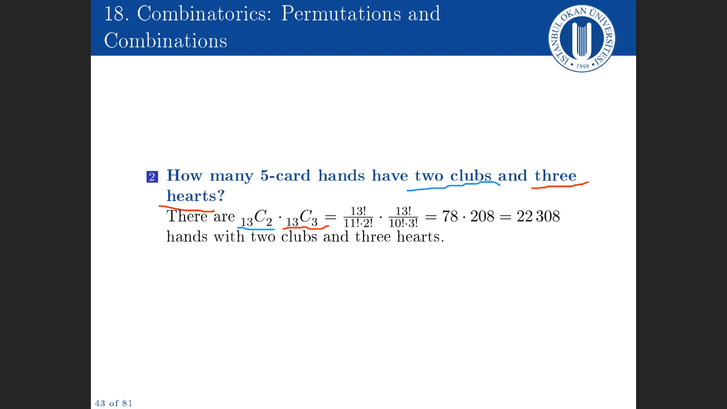Multiply these 2 numbers together. 13 choose 2 multiplied by 13 choose 3. I'll leave this for you to check. I think we get 22,308.